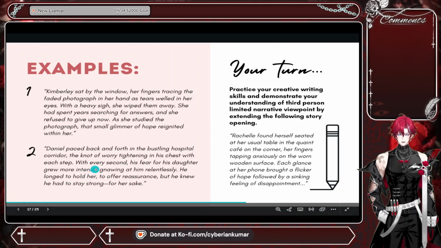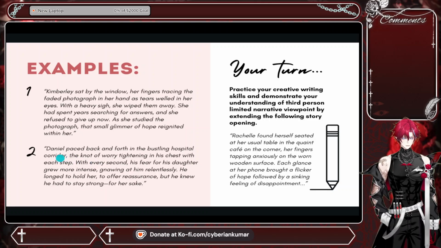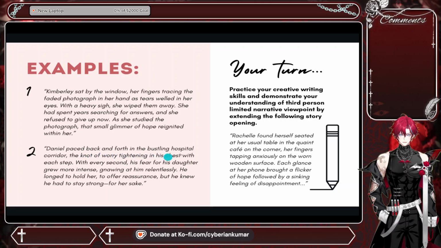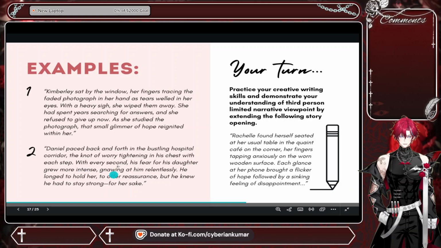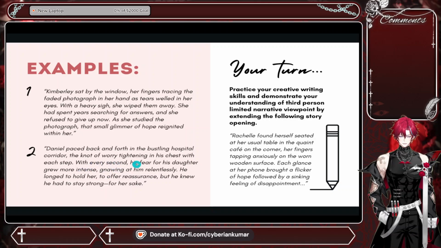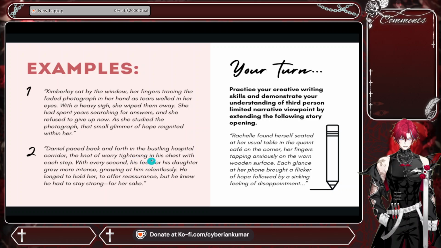Now this is the second one, the second point of view, right? Daniel paced back and forth in the bustling hospital corridor, the knot of worry tightening in his chest with each step. With every second, his fears for his daughter grew more intense, gnawing at him relentlessly. He longed to hold her, to offer reassurance, but he knew he had to stay strong for her sake. So again, I'm focusing on this character Daniel and portraying the third person limited perspective with his point of view.